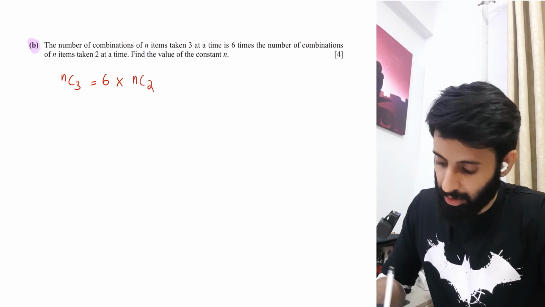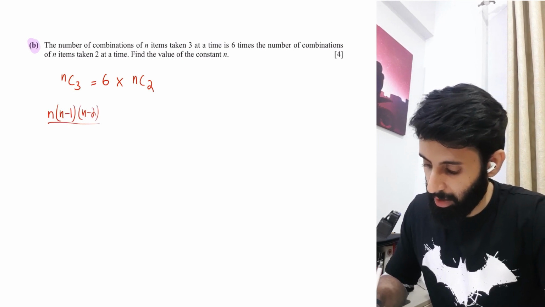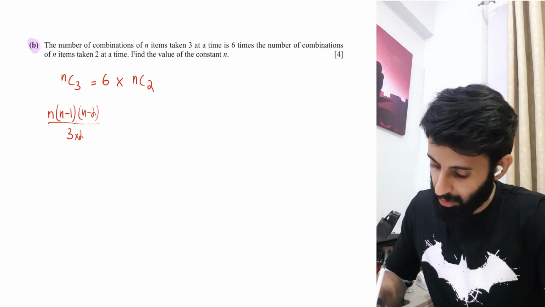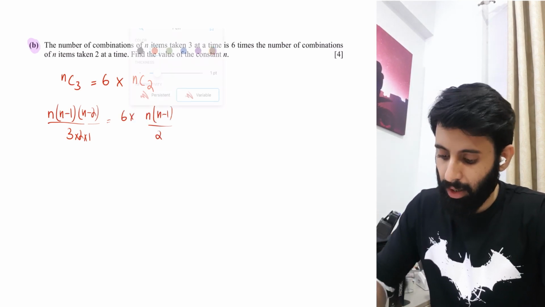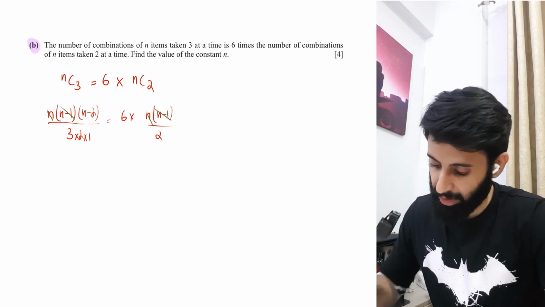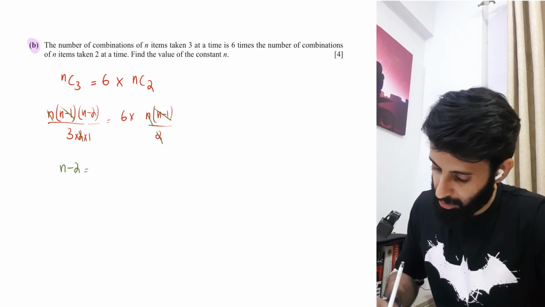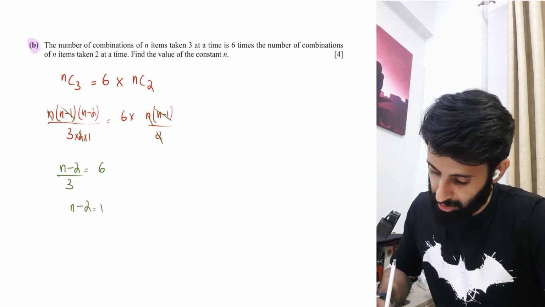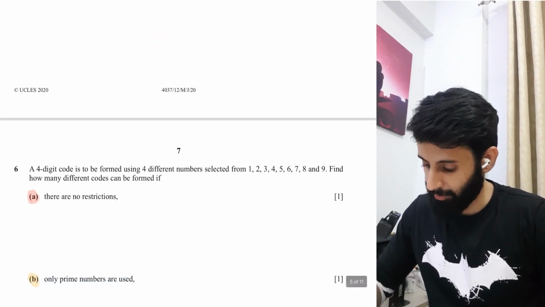So that means nC2. Now nC3 basically is equal to n into n minus 1 into n minus 2 divided by 3 factorial, or simply 3 into 2 into 1, which is equal to 6 into n minus 1 upon 2. Now we start cancelling it out. n cancels out with n, n minus 1 and n minus 1 get cancelled out, and the 2 and the 2 get cancelled out, so you're just looking at n minus 2 upon 3 is equal to 6, which means n minus 2 is equal to 18, which means that n is equal to 20, and that, folks, is our final answer.